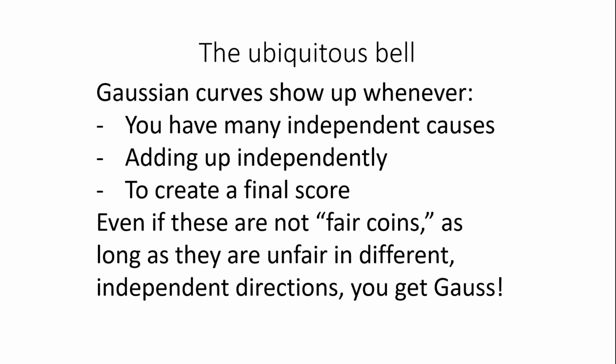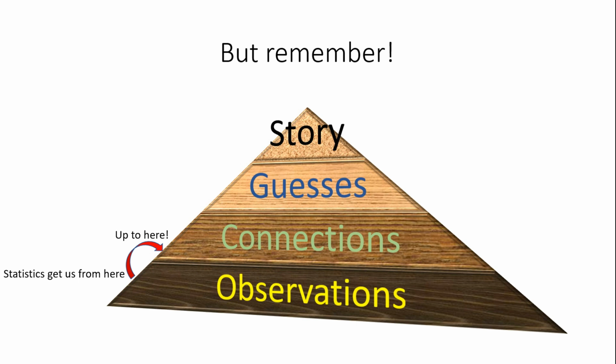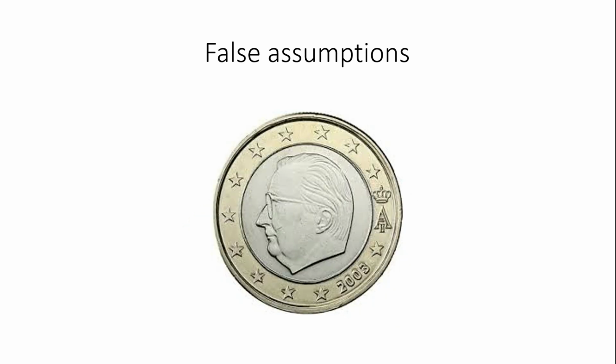So Gaussian curves will show up wherever you have many independent causes adding up independently to create a final score. And even if these are not all fair coins, as long as they're unfair in different directions, you'll get a Gaussian curve. But remember, statistics are how you verify that a certain pattern exists in your observations, and you have to make some assumptions about how those observations are working in order to pick a statistic. What if your assumptions are wrong?